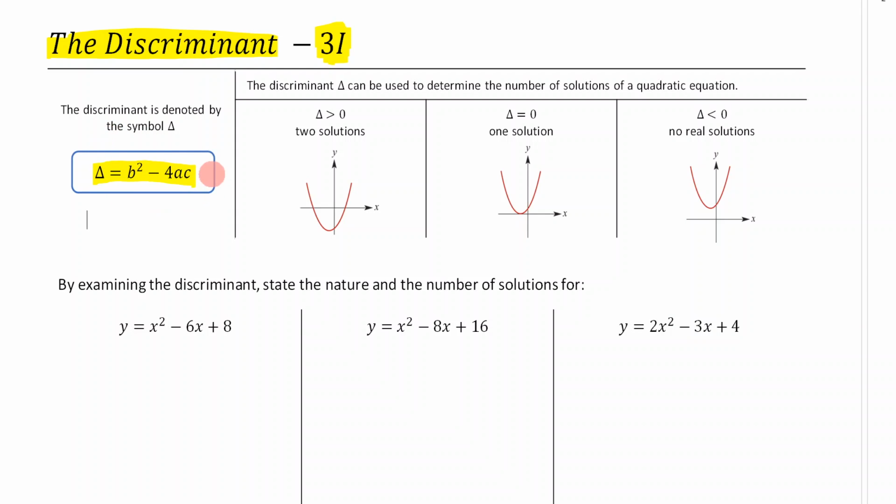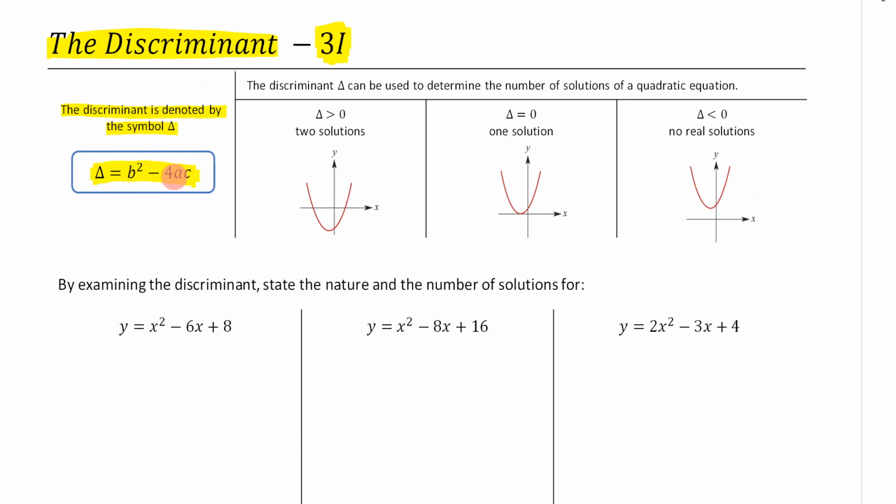Let's now break down what the discriminant is. So first things first, you've got this funny looking triangle here. The discriminant is denoted by the symbol delta. This is a Greek letter. This is the Greek letter delta, and it's what we use to represent the discriminant. So we say the discriminant is equal to this, and we use delta to represent our discriminant there.